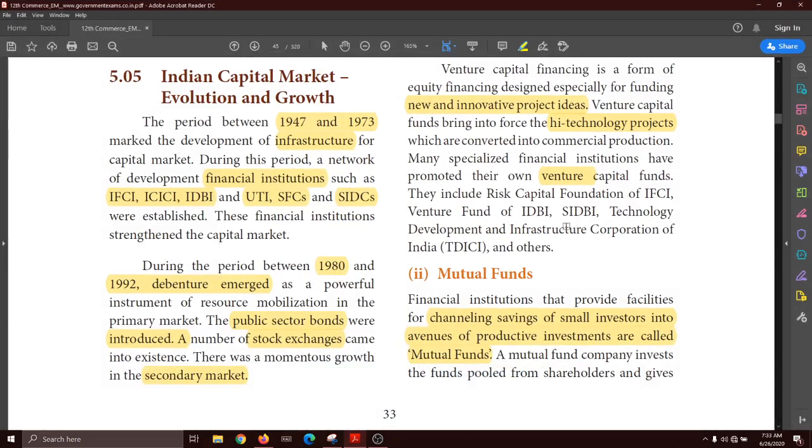Welcome to Commerce class. Today's topic is Indian capital market evolution and growth.